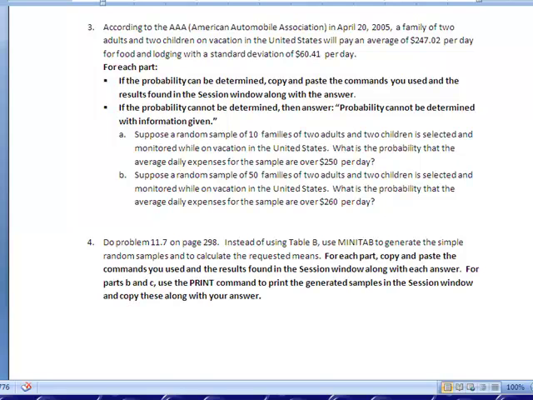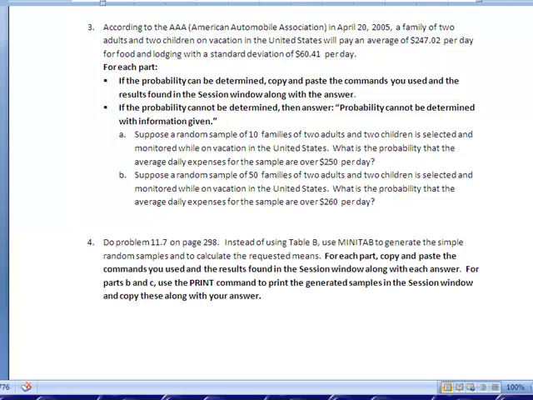Now, remember, if we don't know anything about the distribution, we can't assume that it's normal. That means in order to invoke the central limit theorem, our sample size has to be greater than or equal to 30. So there could be a problem. If one of the problems has a sample size less than 30, we can't do it. So your answer to that problem would be probability cannot be determined with the given information.